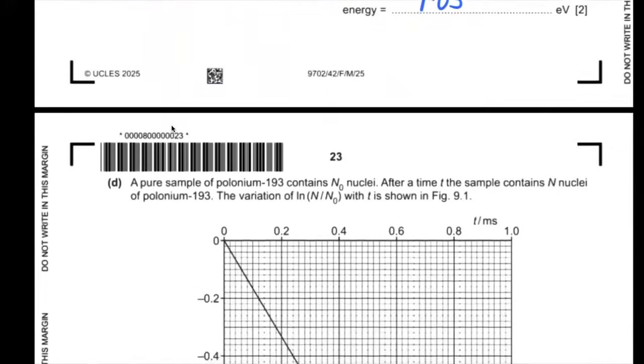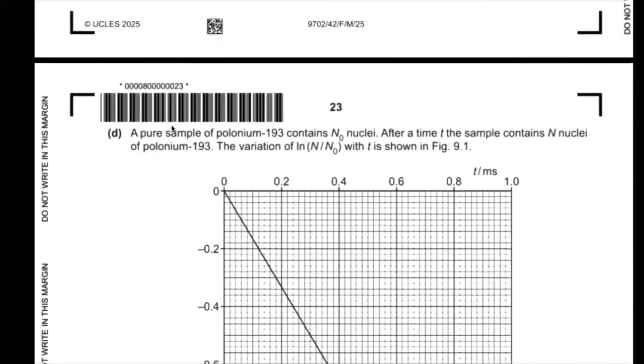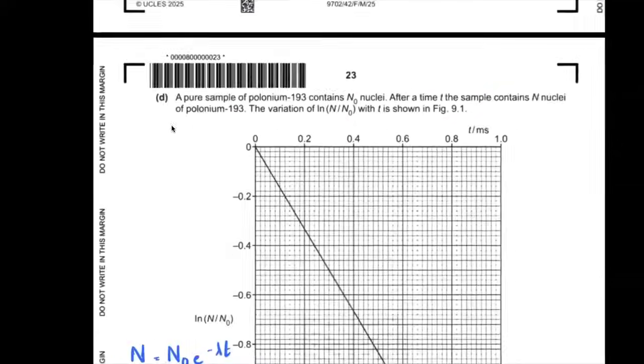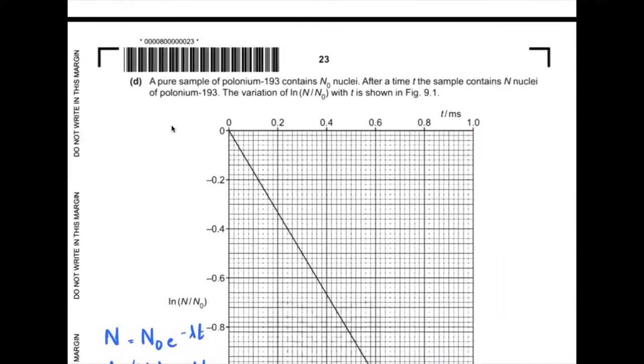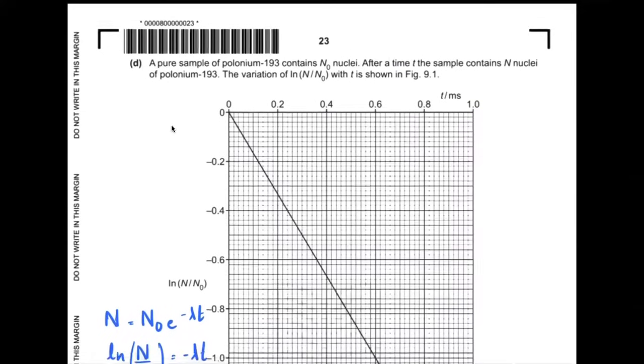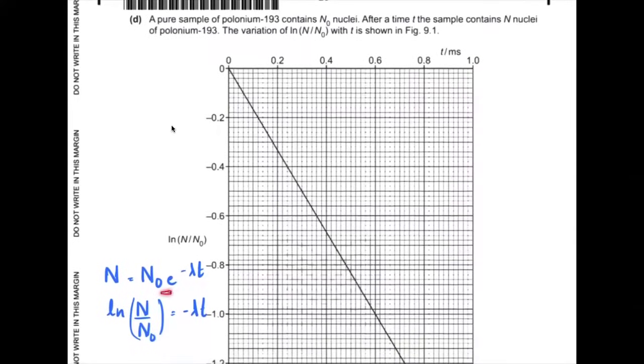Pure sample of polonium contains N naught nuclei. After a time t, the sample contains N nuclei of polonium. The variation of ln N over N naught is shown. So pretty much like some capacitor questions, if you remember seeing those. You also have ln graphs in this, and this is a good time to start thinking about what this graph shows. So I know that generally it's radioactive decay, so it's exponential decay.